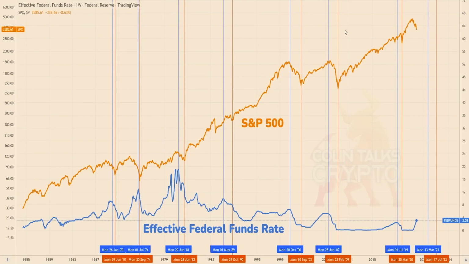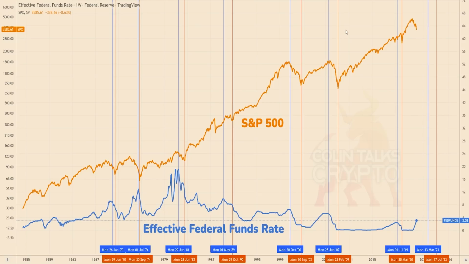I'm going to show you something very interesting. It's a correlation between the effective federal funds rate and the S&P 500. There are some clear patterns. Based on these patterns, I have created a forecast and projection for how the stock market and Fed rate are going to unfold over the coming 2 to 3 years.